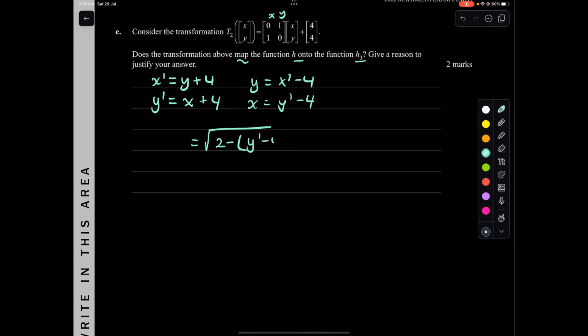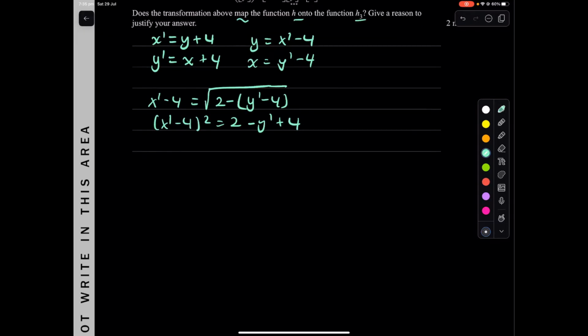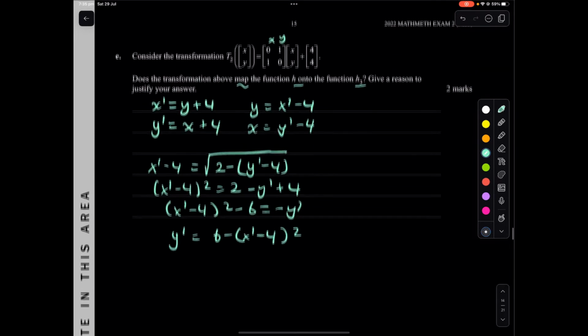So this will be y dash minus 4 inside, and here will be x dash minus 4. And so if we square x dash minus 4, it is equal to 2 minus y dash plus 4, and we can say that x dash minus 4 squared minus 6 equals negative y dash, which means that y dash is just 6 minus x dash minus 4 squared. So we got this.